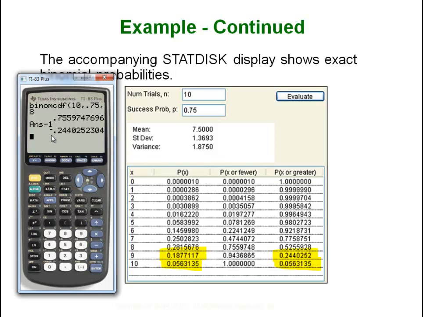You can also do the binomial PDF and then store your results in a list and get this exact same list that you get out of StatDisk. Okay, so that's how to do it in the calculator, very easy.